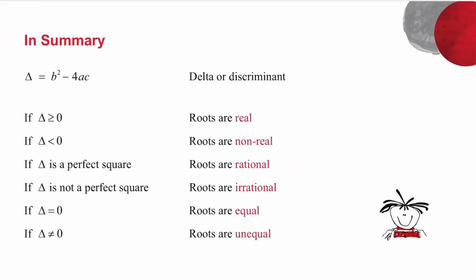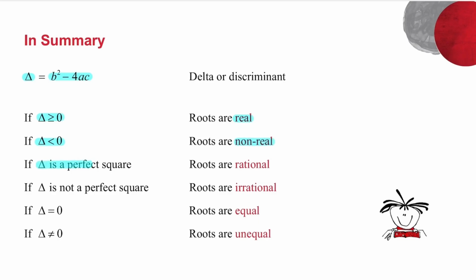What is under the square root is b squared minus 4ac, and that we call delta, or the discriminant, and we represent it with a triangle. So in your quadratic formula, what is underneath the square root is very, very important. If delta is greater than or equal to 0, my roots will be real, because I can work out the square root of a positive number or 0. If delta is negative, my roots will be non-real.